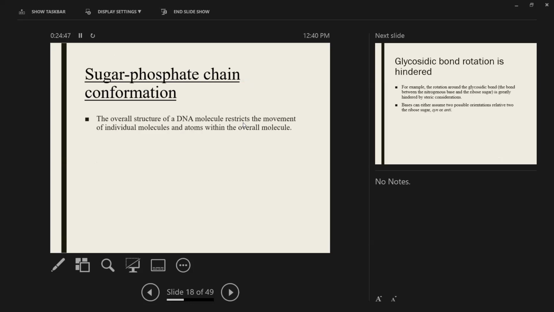So the overall structure of the molecule: there is room for movement, but if you compare the movement of the double-stranded molecule with the movement you get in the individual nucleotides, movement is pretty restricted in the double helix.